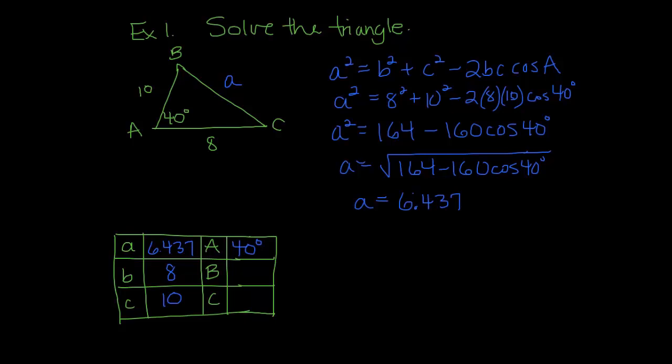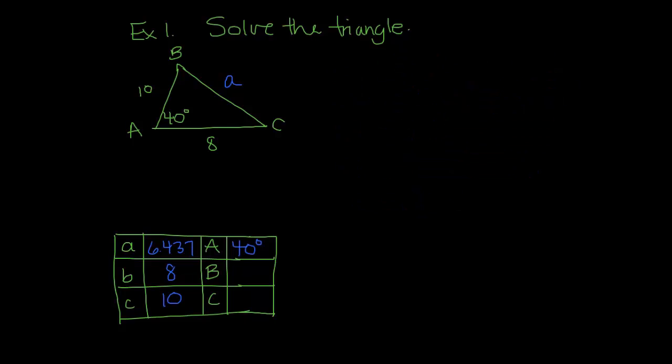Now we need to find angles B and C. I think we have a choice. Since we know the side across from the angle, we actually could use law of sines, or we could keep using law of cosines. It's really up to us. I'm a big fan of law of sines, so I'm going to use that. Let's say sine of angle A, in this case 40 degrees, over side a, which is 6.437, is the same as the sine of angle B over side b, which is 8. So let's solve for B.